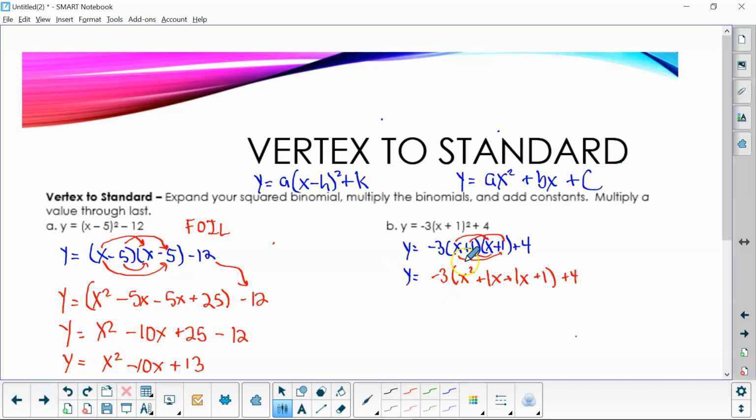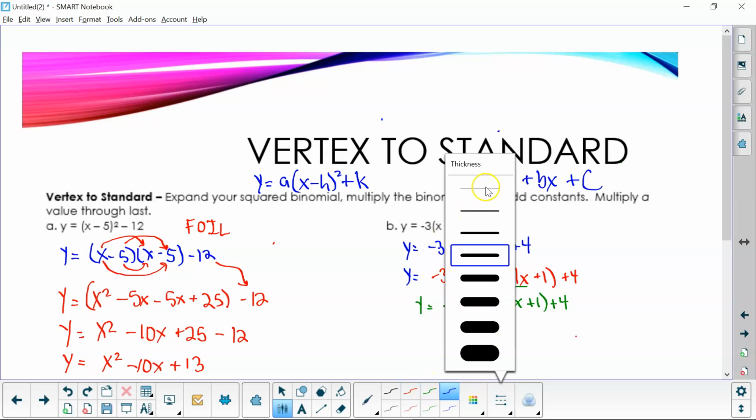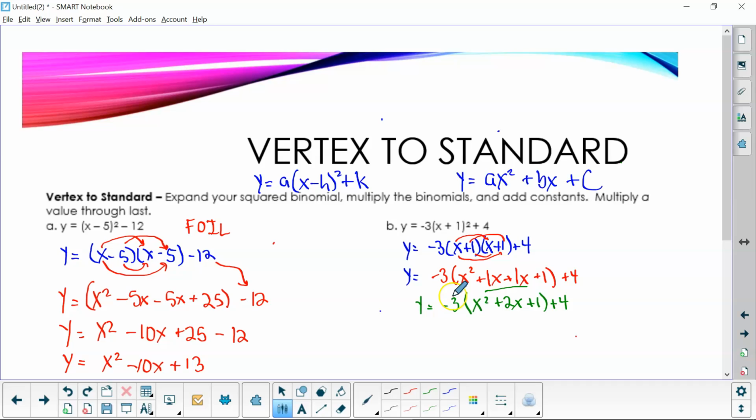So now I have to combine my like terms. I'm going to get y equals negative 3 times x squared plus 2x, 1x plus 1x is 2x, plus 1, plus 4. Now I have to do multiplication next, so I have to distribute my negative 3 inside here. Let's do that. Y equals negative 3x squared, then to here, minus 6x, then in here, minus 3. All of that plus 4.